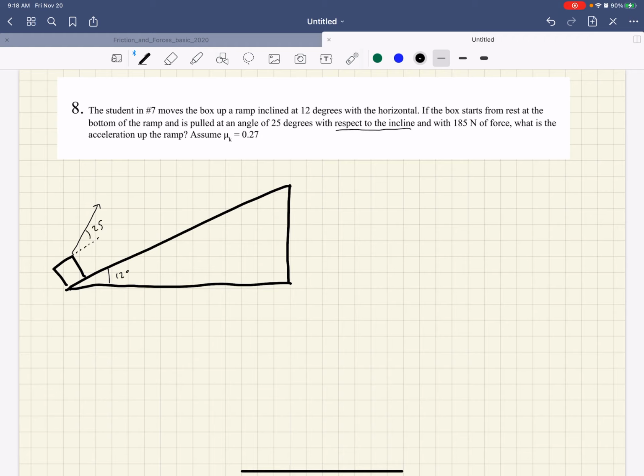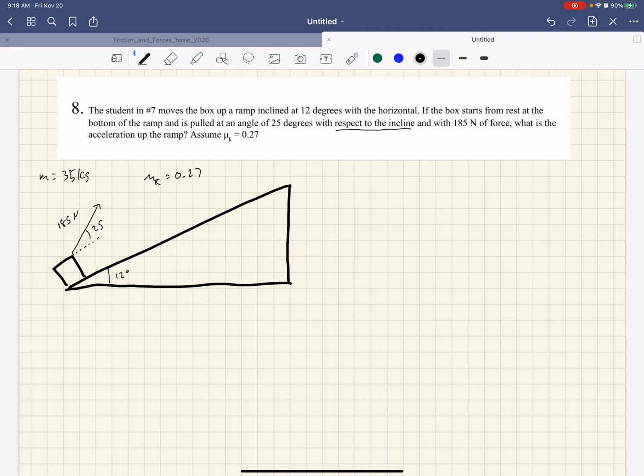That's what that means. It means that it's 25 degrees with respect to the incline. And this is 185 newtons of force. And the mu sub k, the coefficient of kinetic friction, is 0.27. We already know that the mass was 35 kilograms. Not that it's going to matter. Remember that the mass will probably cancel out in this case. And it's asking for what is the acceleration up the ramp.